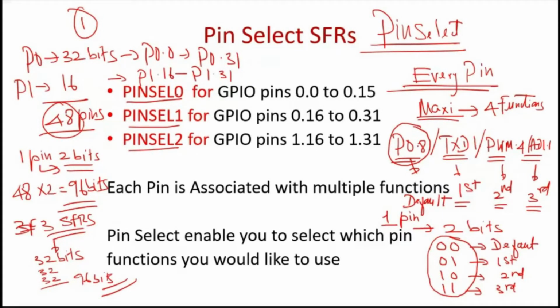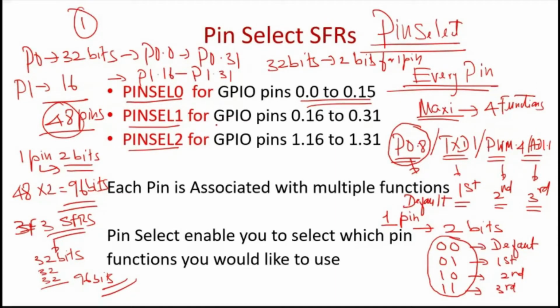What is the job of pin select 0? Pin select 0 defines the functionality of pins from 0.0 to 0.15. Pin select 0 has 32 bits. You require 2 bits for one pin, which means 32 by 2, 16 pins it can define, which is port 0.0 to 0.15. So the functionality of those 16 pins is defined by pin select 0.